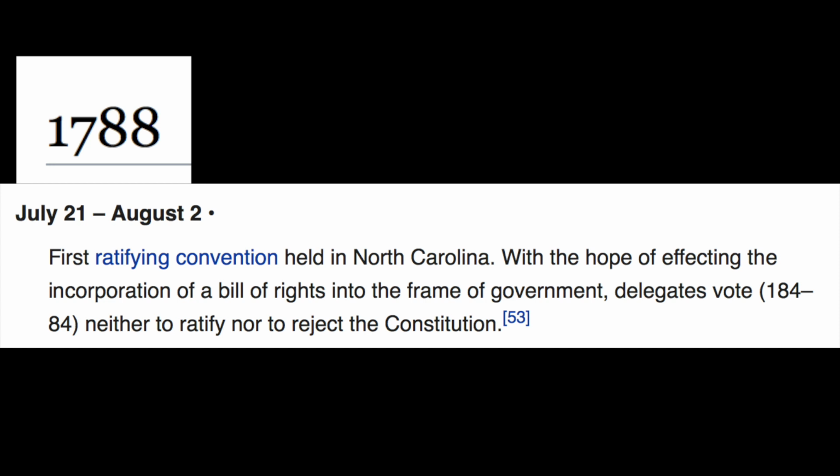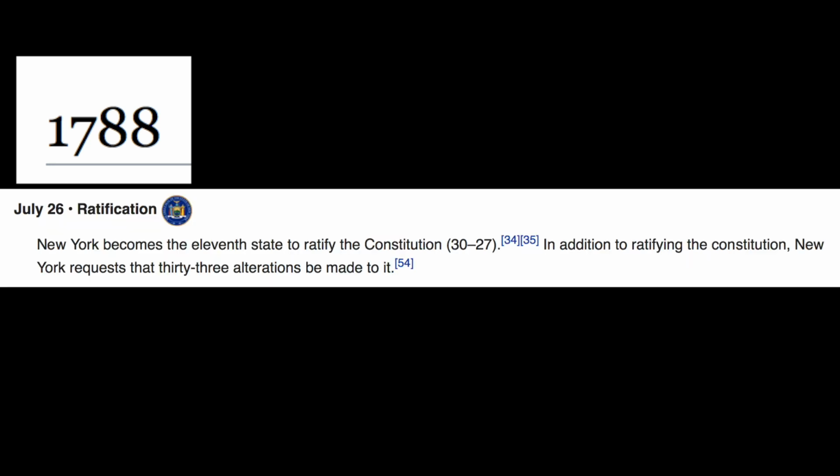Okay, so now we're going to go on. New York becomes the 11th state to ratify the Constitution, 30 to 27. Damn, that's a really close margin. In addition to ratifying the Constitution, New York requests that 33 alterations be made to it. 33. Once again, I have to say it again.